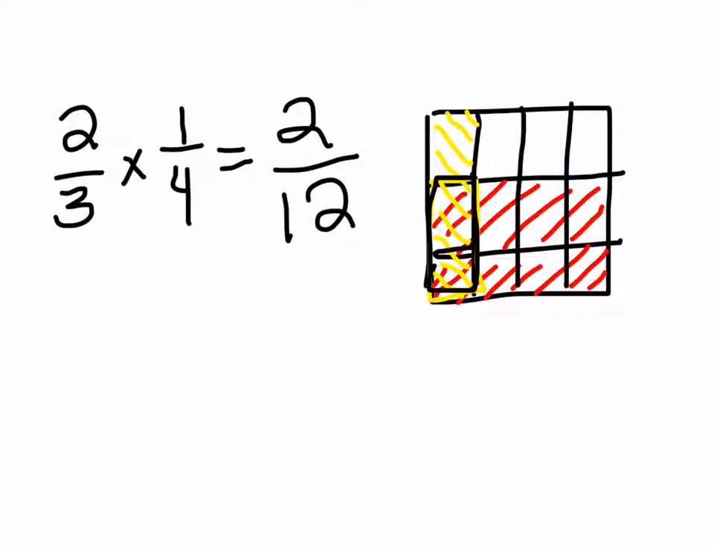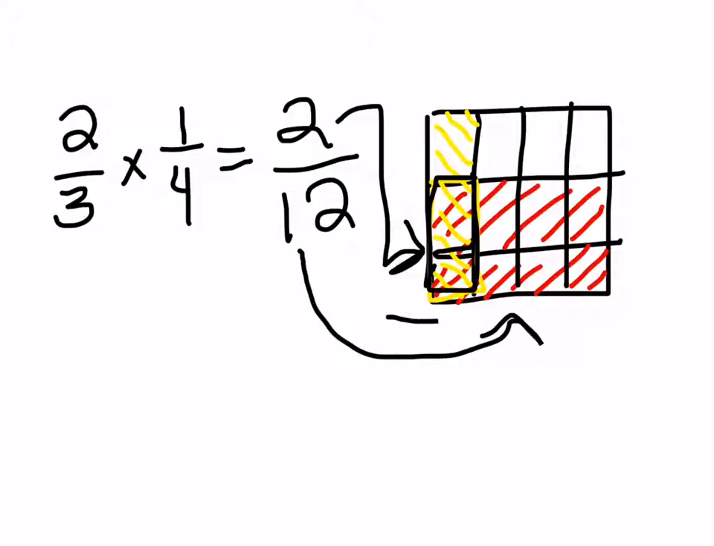Now you learned that you multiply the numerators, and that shows the shaded part, and you can see that right here. There are the numerators. And you multiply the denominators, and that gets you the total, so kind of the whole thing. And that is how you multiply two fractions.